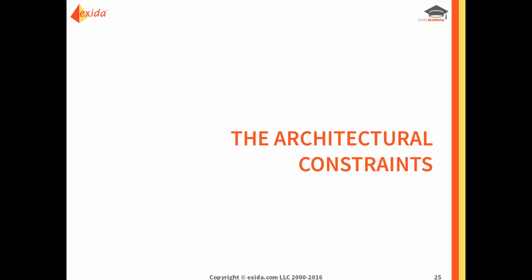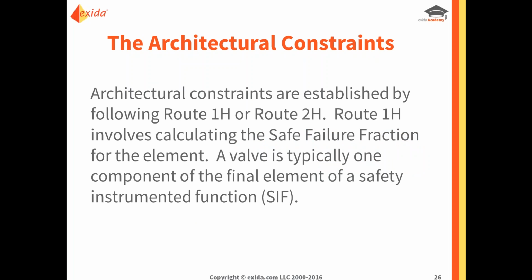Next, we're going to look at architectural constraints. Architectural constraints are more commonly known as redundancy. So the end user would look at architectural constraints to determine if they need to put redundant systems in or not. To figure out your architectural constraints of a product for IEC 61508, you can either follow Route 1H or Route 2H. Route 1H involves a safe failure fraction for the element, or Route 2H is proven in use history.